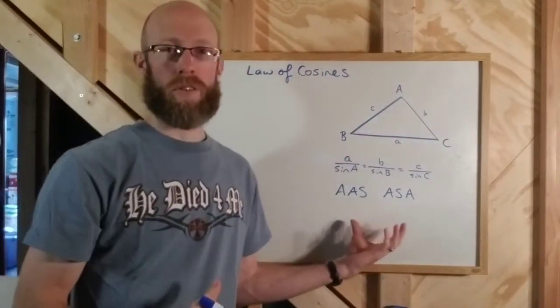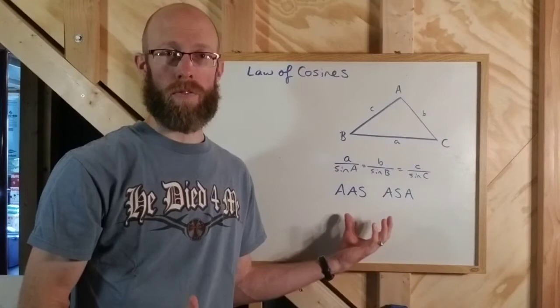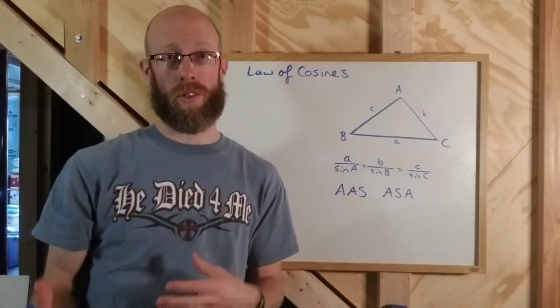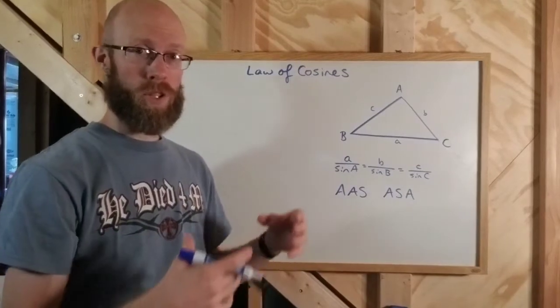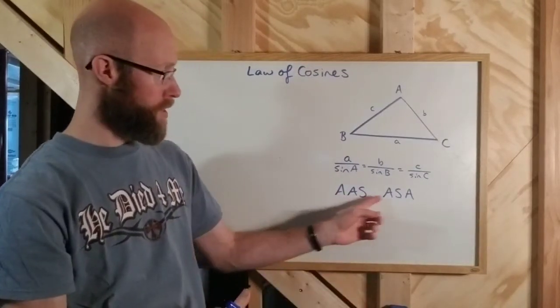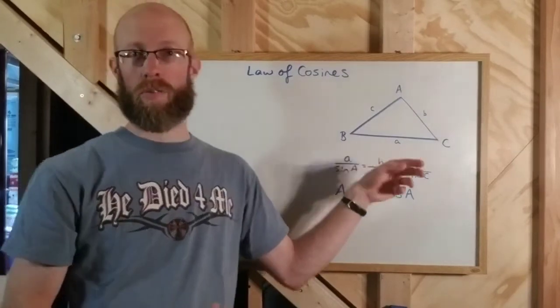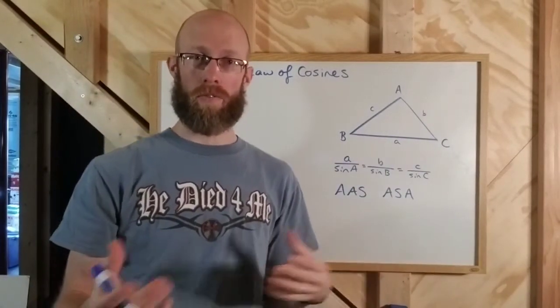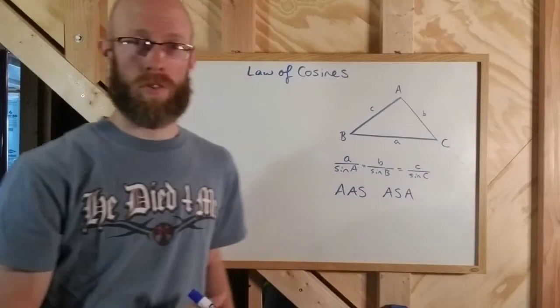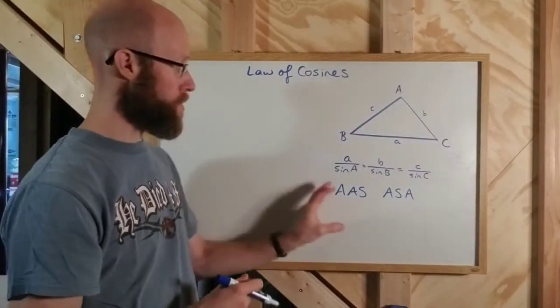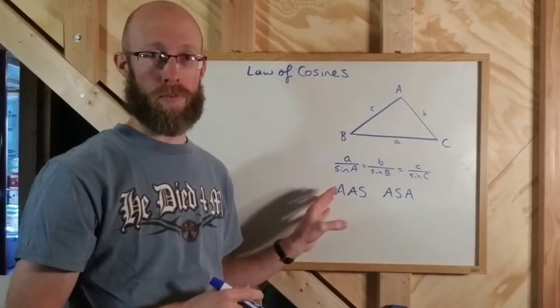This is the easiest scenario to solve because once you know two angles, you can immediately get the third. Once you have all three angles plus one of the sides, you can fill in one of these three ratios and solve for the missing information in the other ones. So it's very simple once you know two of the angles. Those were the first types of problems that we saw.